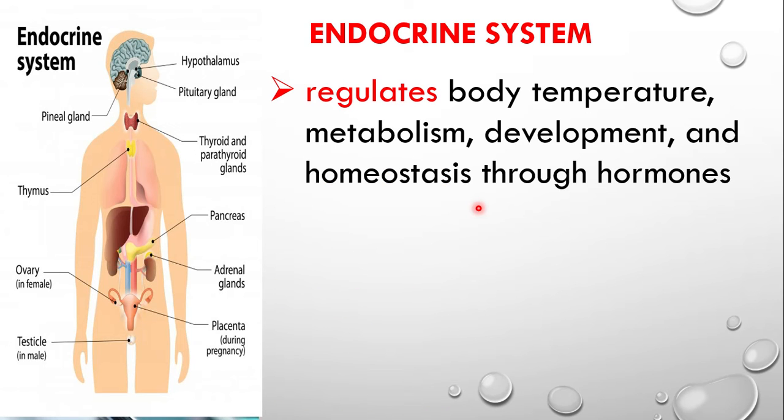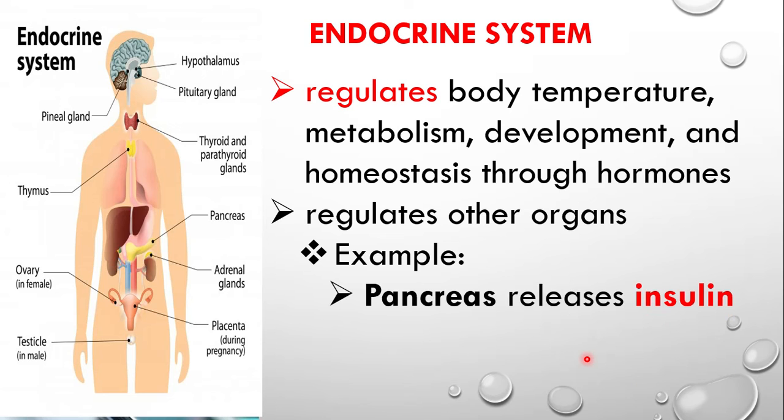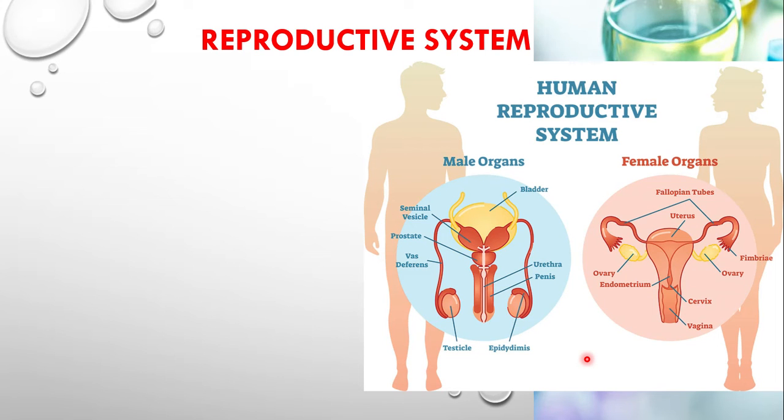Okay? It regulates body temperature, metabolism, and the development of the body together with homeostasis through hormones. Okay, so the endocrine system also regulates other organs. Okay, examples of glands or organs under the endocrine system are the pancreas, which releases insulin, and then we have the parathyroid gland, which regulates calcium level in our blood or in our body.